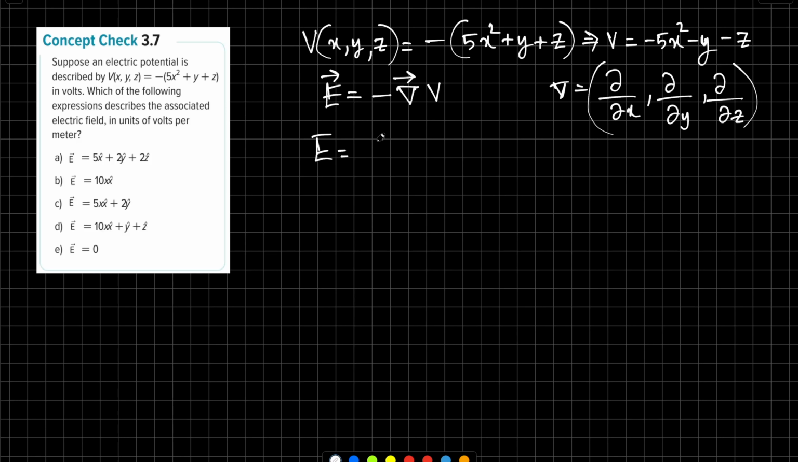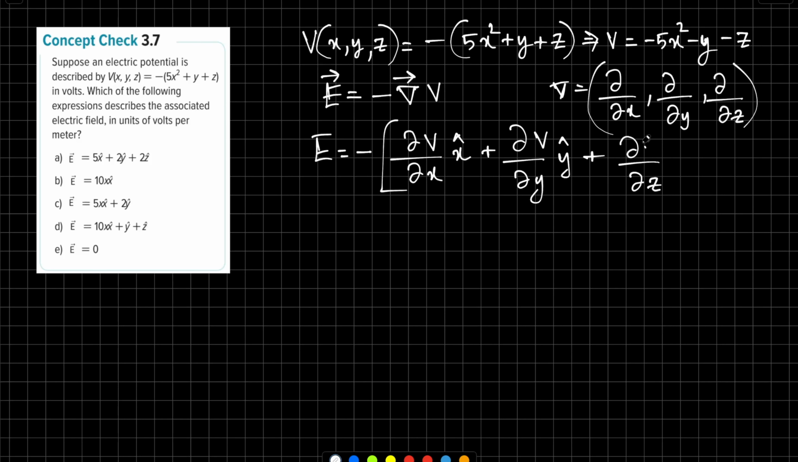So I'm going to expand this equation. Minus of ∂/∂x of the potential function times x cap, the unit vector along the x-axis, plus ∂/∂y of the potential function times y cap, plus ∂/∂z of the potential function along the z-axis, z cap. I'm going to call this equation number 1. We will come back to this equation after finding the partial derivatives.